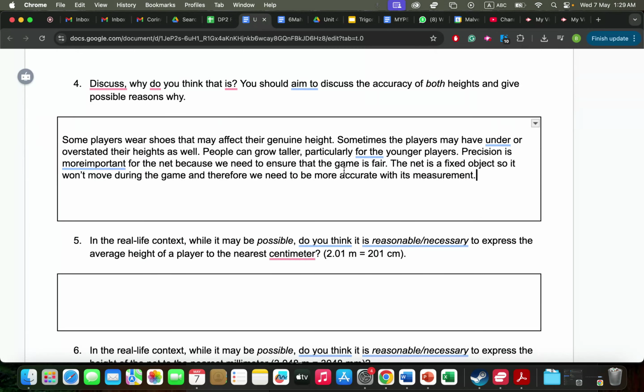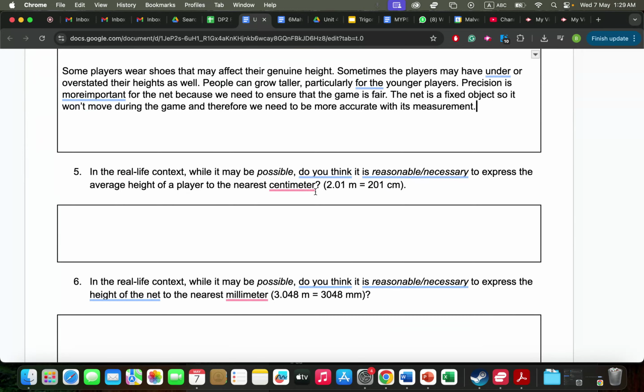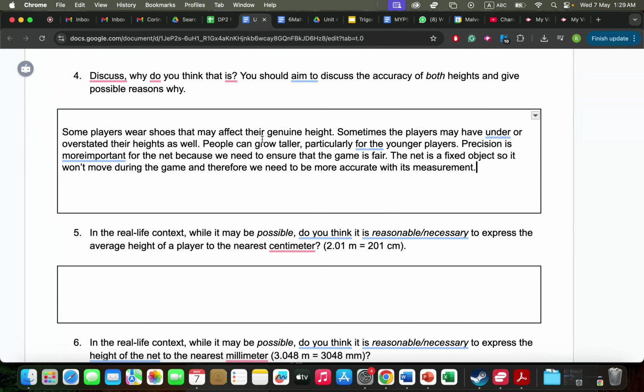But again, this is not an exhaustive list, all right? There could be other reasons, as long as it makes genuine sense, I think that's fine. But these are things that I find, from my personal opinion, on why there is a difference in the degree of accuracy of both heights as well. Okay, let's look at the next question.